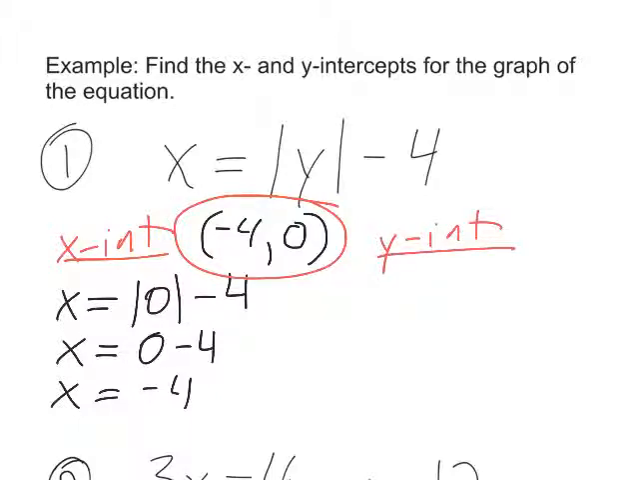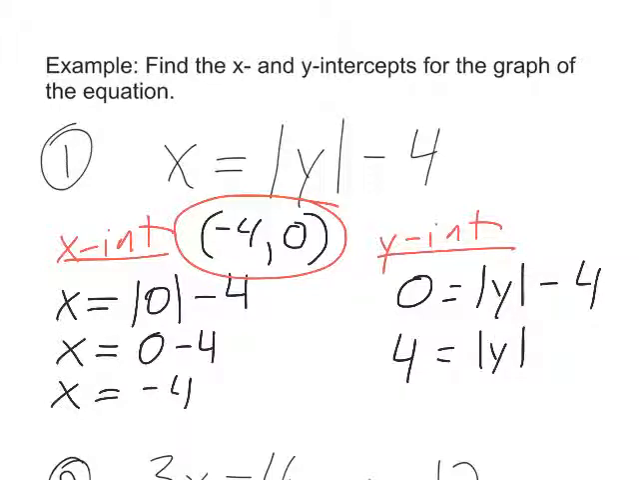And then to do the y-intercept, we plug 0 in for x, so that's going to give me 0 is equal to the absolute value of y minus 4. Now when we did absolute value equations in 1.1, the first step was to isolate the absolute value. So we need to move the negative 4 by adding it to both sides. And then when you have an absolute value equal to a constant, you actually get two values. You get what's inside the absolute value set equal to the constant that you see, and then you also get what's inside set equal to the opposite, or the negative, of that constant.